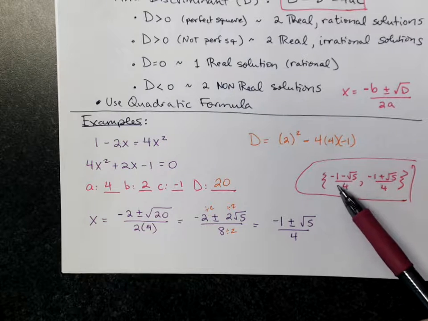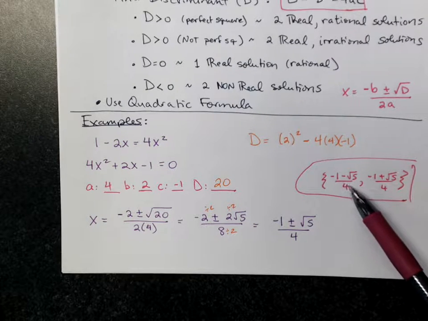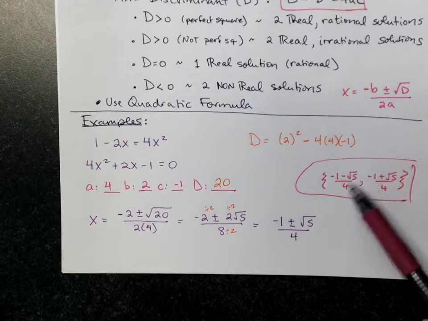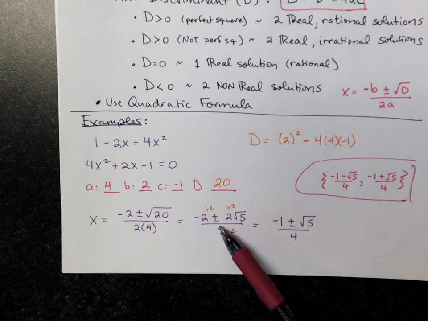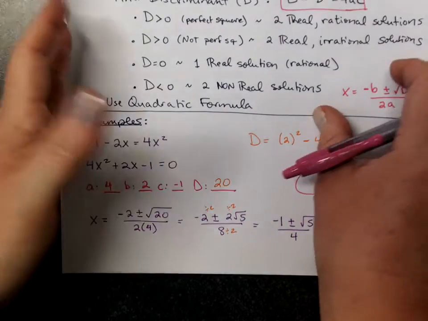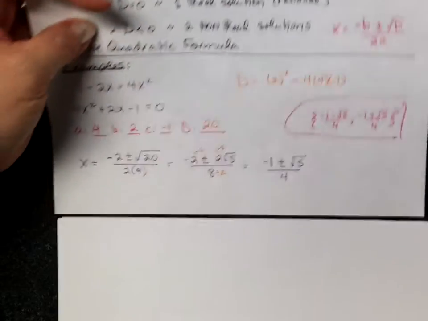Here's my 2 real, no i's, irrational solutions. They still have radicals in them. And of course there's 2 of them because one was plus, one was minus. Make sense? Okay, so we'll finish up some other varieties of things you'll see.